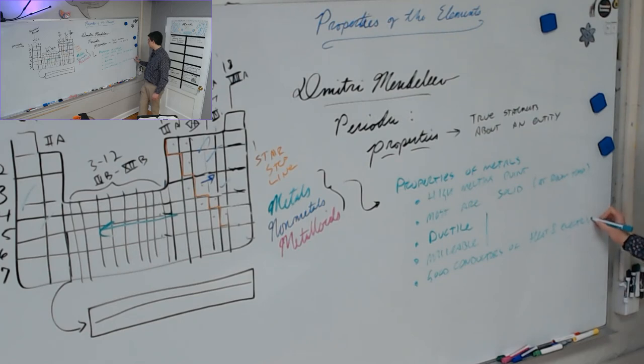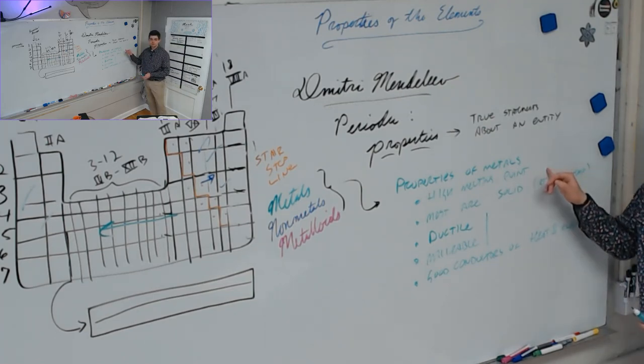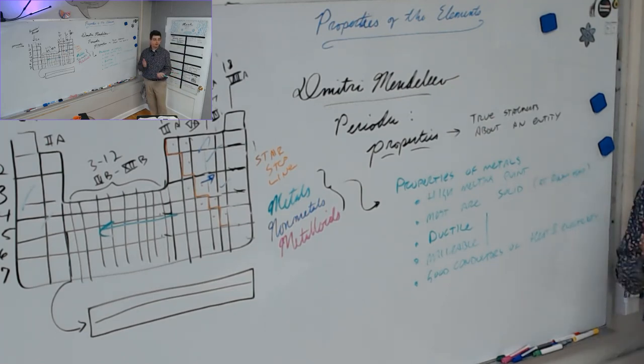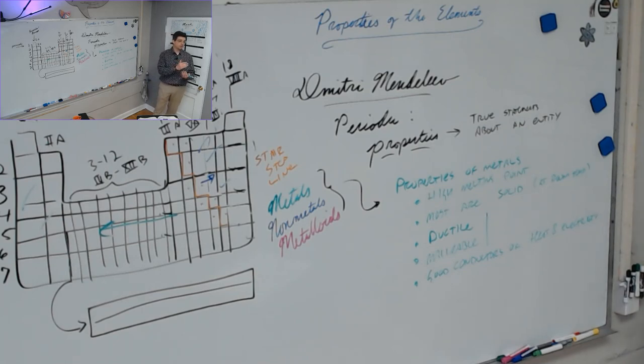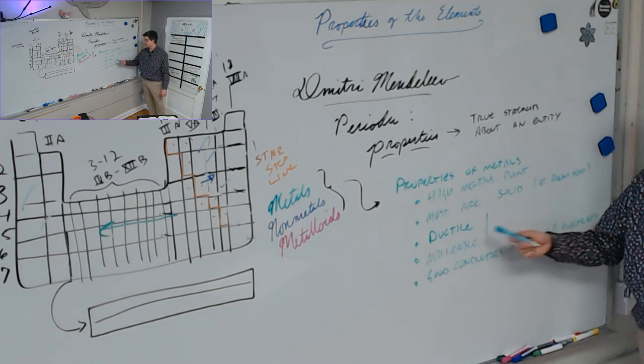You should know what that means from when we talked about this in chapter 7. If you don't, you need to go back and look that up. We talked about good conductors of electricity in chapter 7, and good conductors of heat in 5, I believe. But those are the properties of metals. High melting point, extremely high boiling point. Even mercury has a relatively high boiling point. If we want to make the liquid into a gas, that's an extremely high temperature. Most are solid. Ductile, malleable, you need to know what those mean.